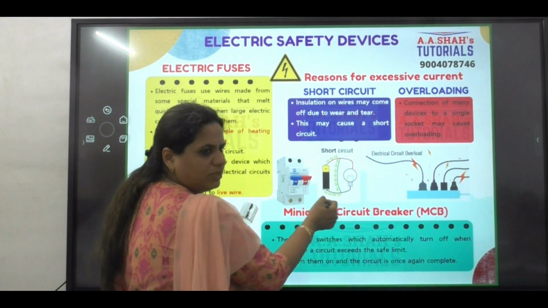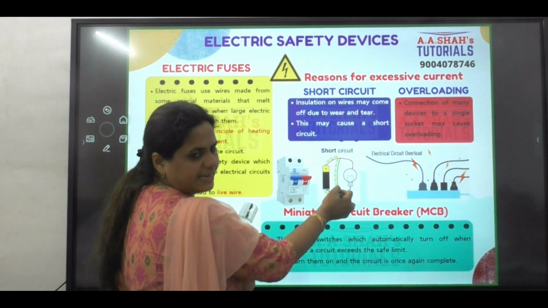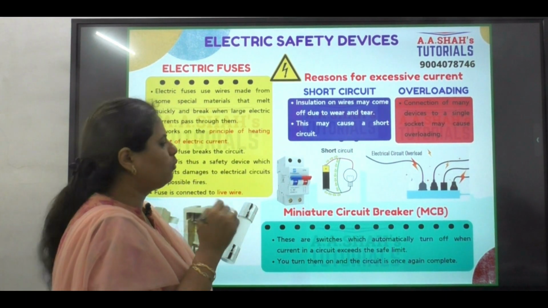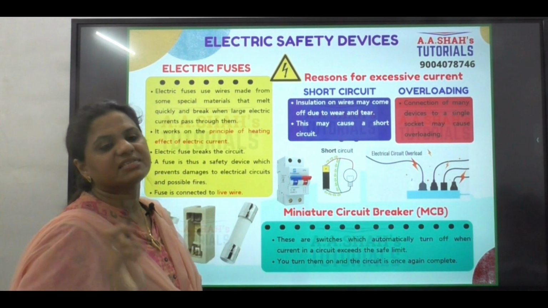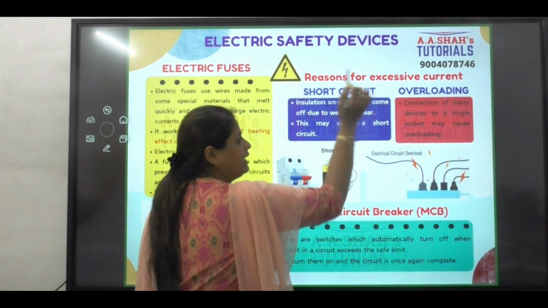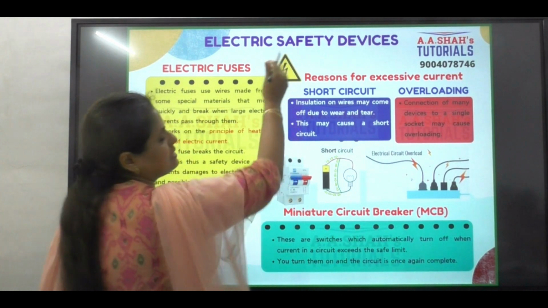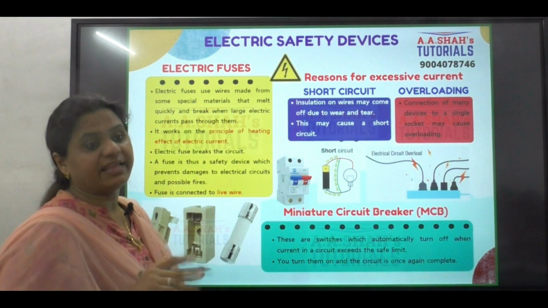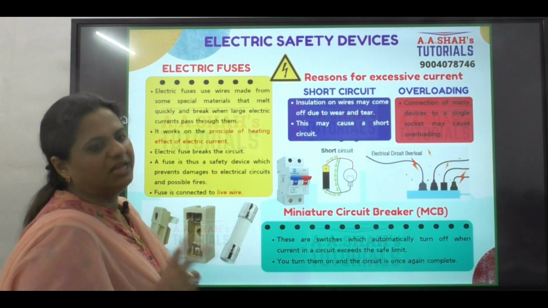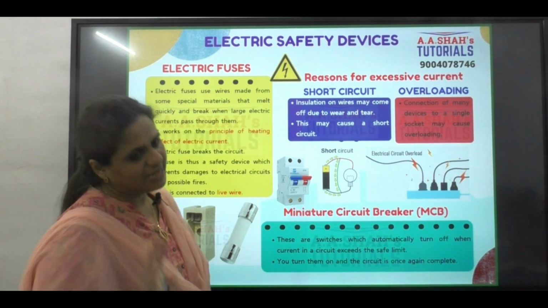It had to flow through this, but because this wire is getting connected, there is a short circuit, and because of this, high current will flow through any device, and that may result in electric fire. So to avoid these two cases, you need to take safety measures, use safety devices, and there are two important safety devices which you should know about.